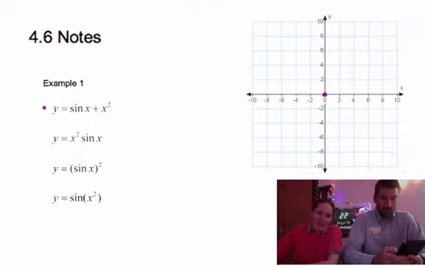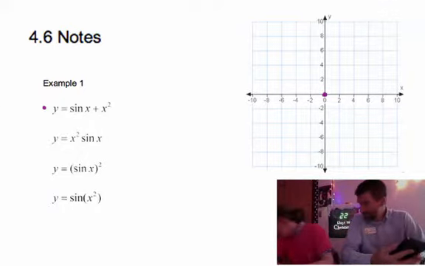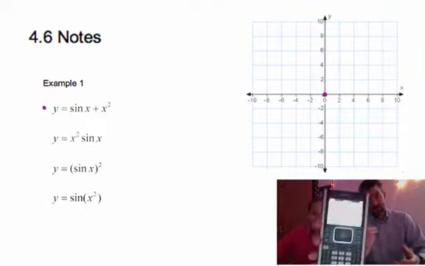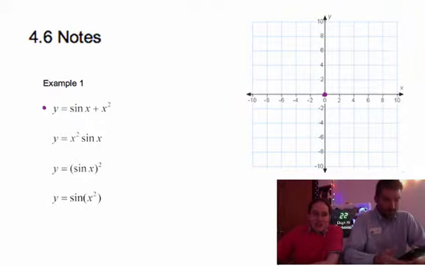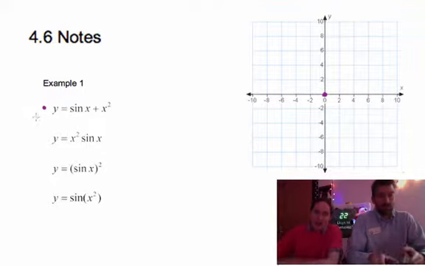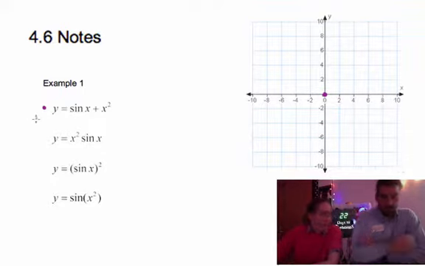Welcome to 4.6, which is all about graphing things. You need a calculator, it just needs to be able to graph stuff. And it's going to be a little bit different than the graphing we've done before, because before there were rules and a parent graph situation where we could not use a calculator. Now we're going to have to use a calculator.